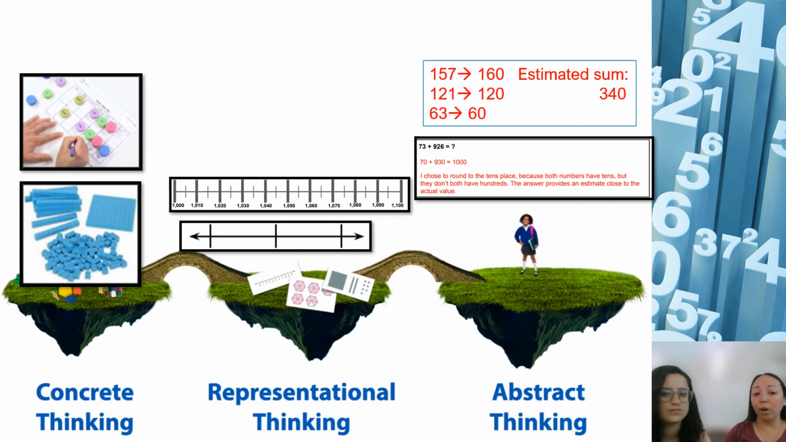We want them to go back and forth between these bridges, not just go in order, so that they can connect all of the different parts of the CRA model. Absolutely, and those bridges just get stronger the more we go back and forth.